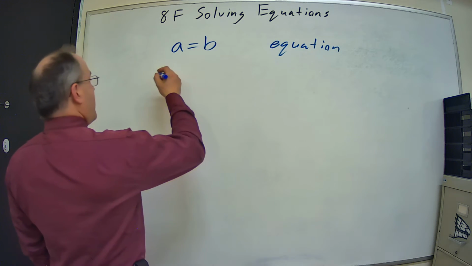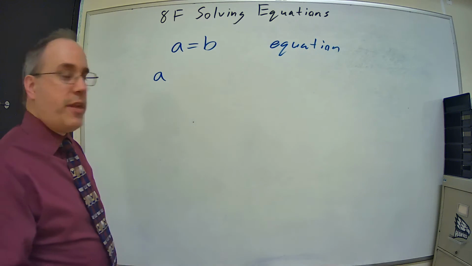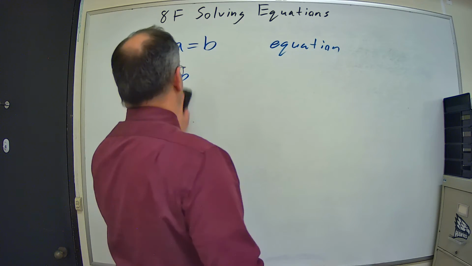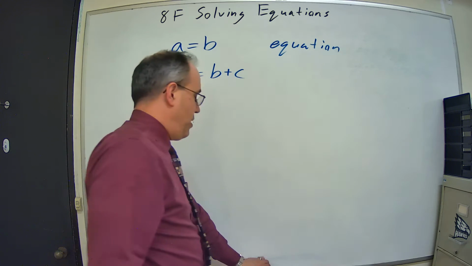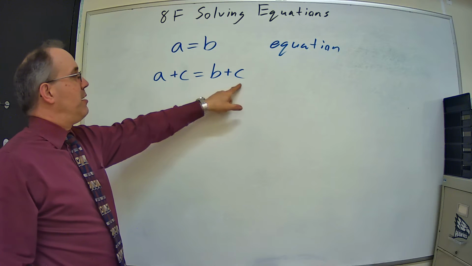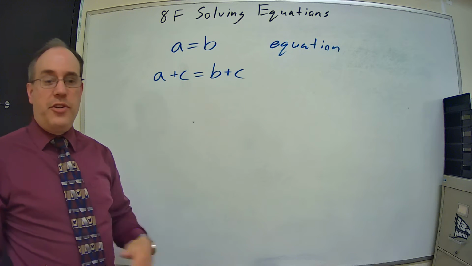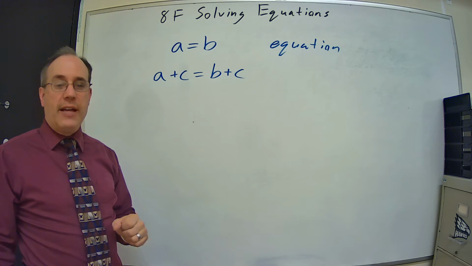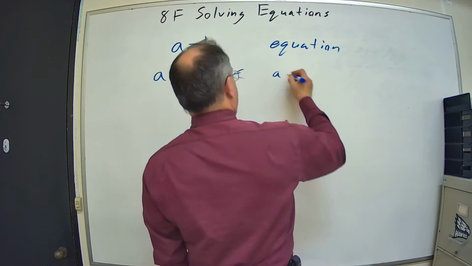The first one is that if I take an equation and I add the same thing to both sides, A plus C is equal to B plus C. So I just took the equation A equals B and I added C to both sides. The addition property says that if I have an equation and I add the same thing to both sides, I have an equivalent equation. So that's the addition property.